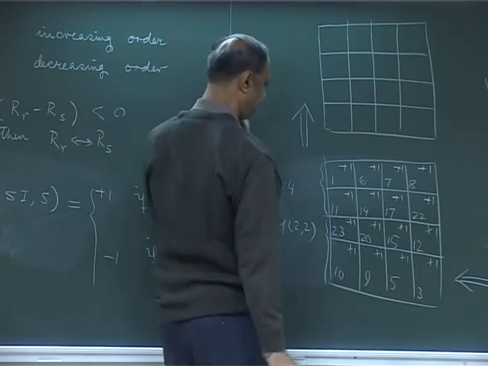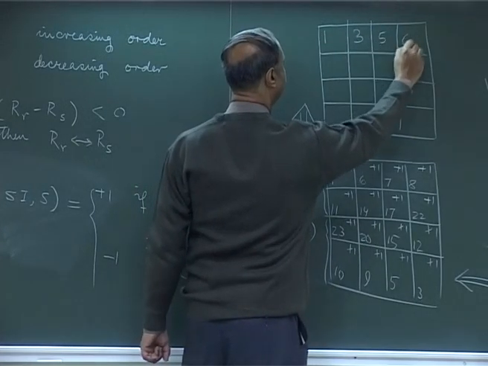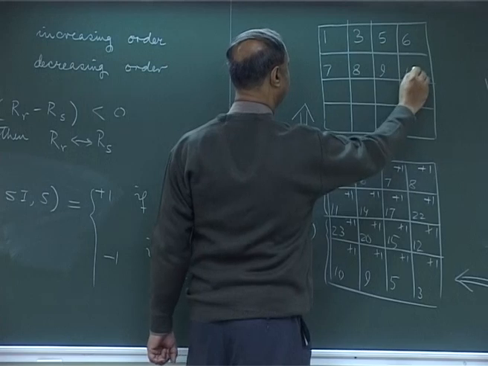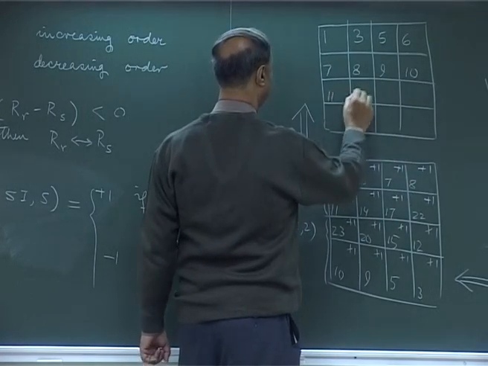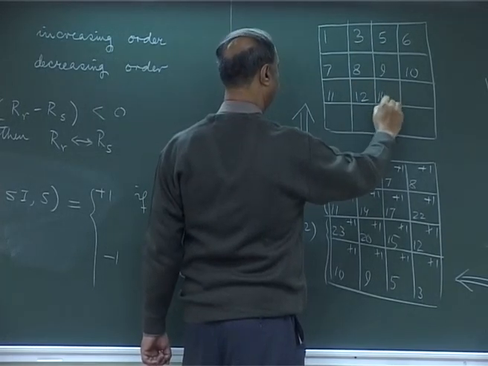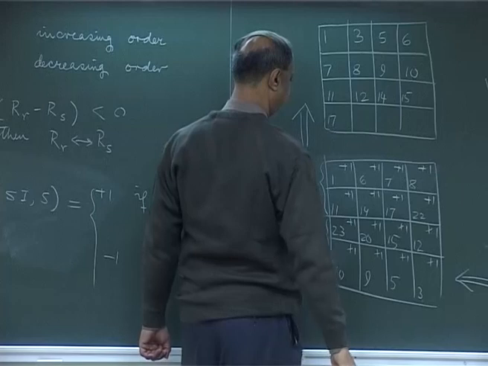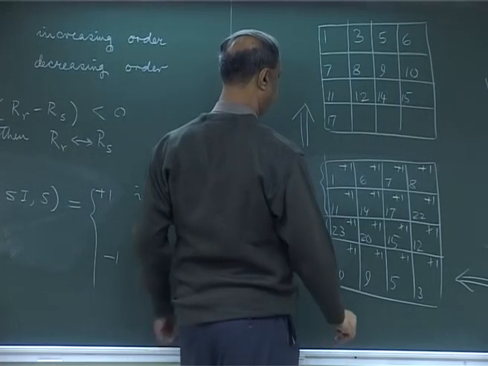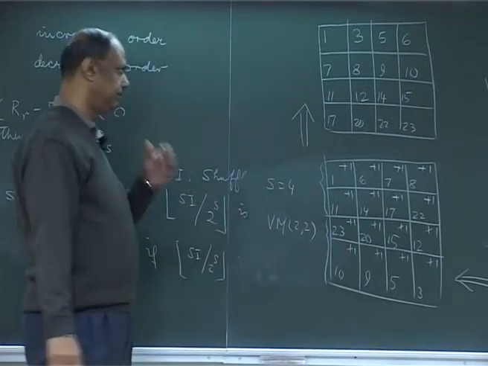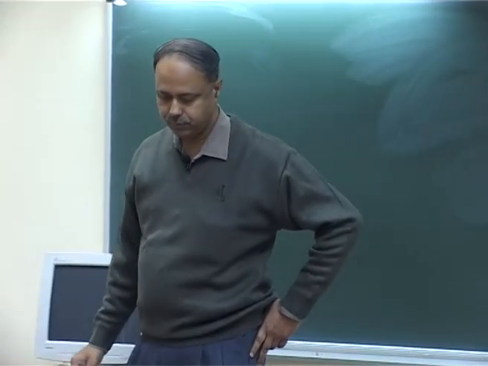You can do it and you will be getting 1, 3, 5, 6, 7, 8, 9, 10, 11, 12, 14, 15, 17, 20, 22, 23. So, this is all about sorting on mesh connected computers.